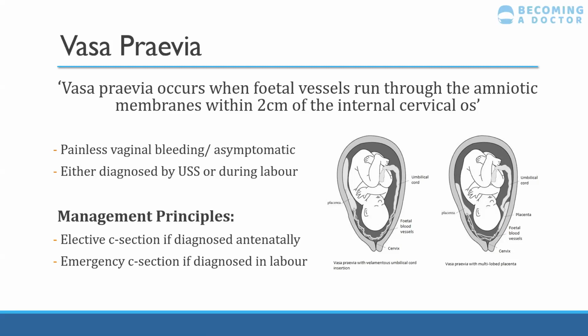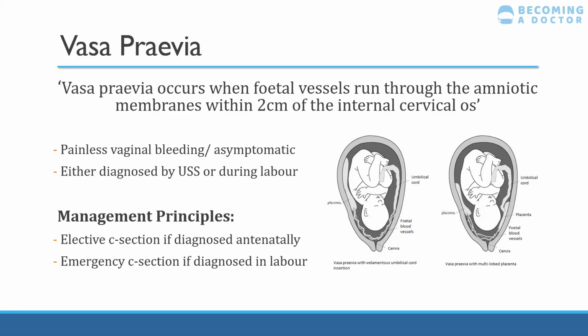Unfortunately, it's also sometimes diagnosed when the membranes rupture and there's painless vaginal bleeding, or the baby is acutely compromised on the CTG. So if this is an undiagnosed Vasa Praevia, then this would be an emergency cesarean section because there's a high fetal mortality rate, so up to 60% of the babies dying just through the loss of blood.